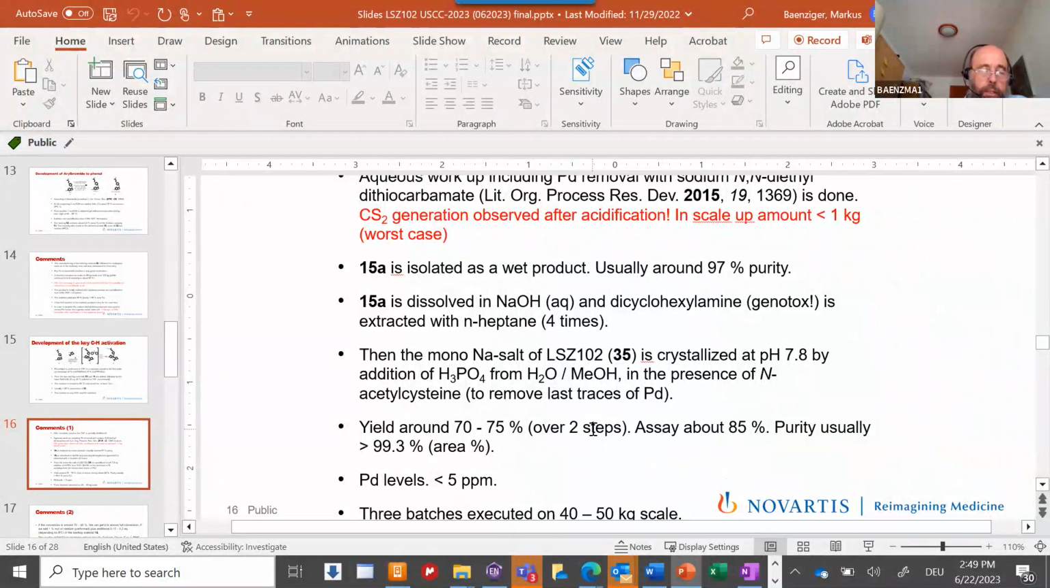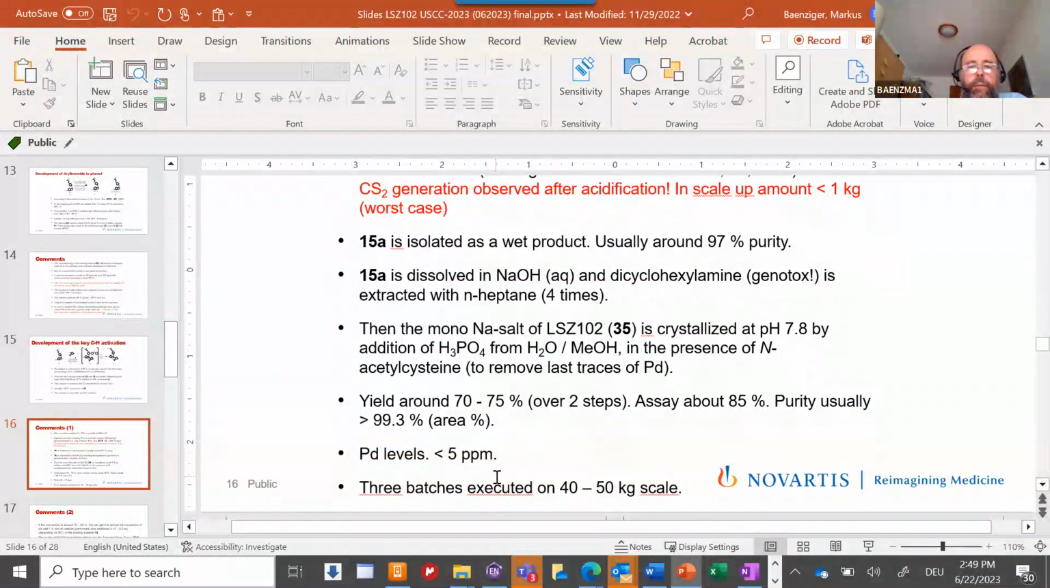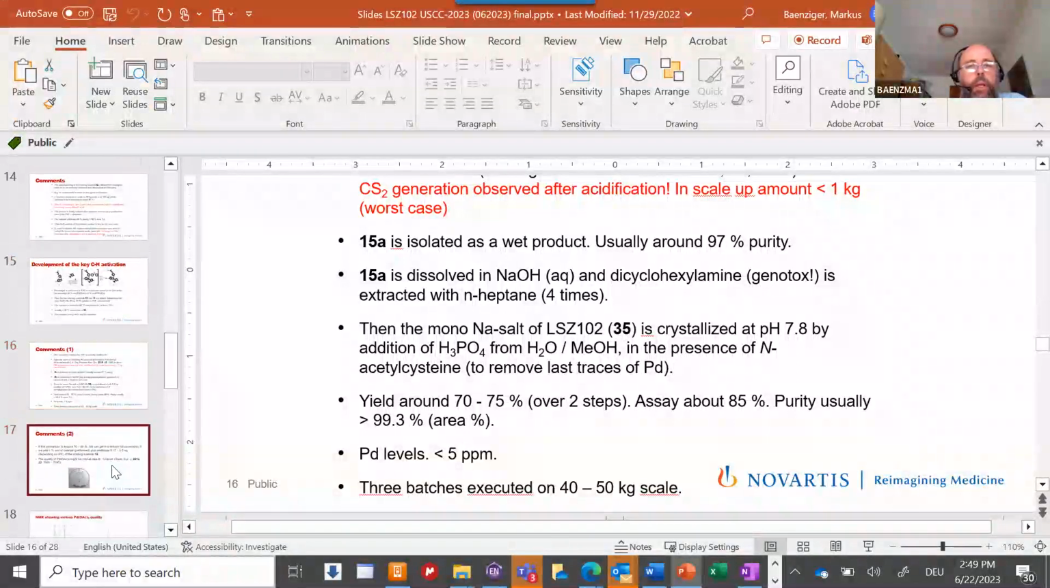So the CH activation, dicyclohexylamine formation, and salt splitting, and then isolation as the monosodium salt: we got about 70 to 75% yield with an assay of about 85%, and the purity was usually over 99%, and the palladium levels were down to 5 ppm. We had 3 batches executed on 40 to 50 kilo scale.